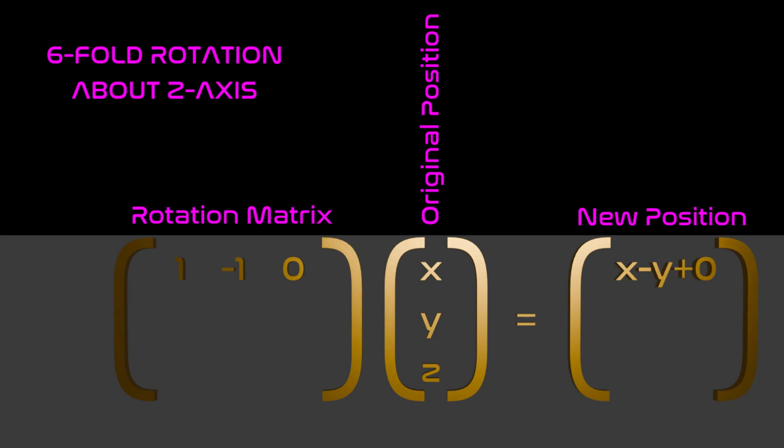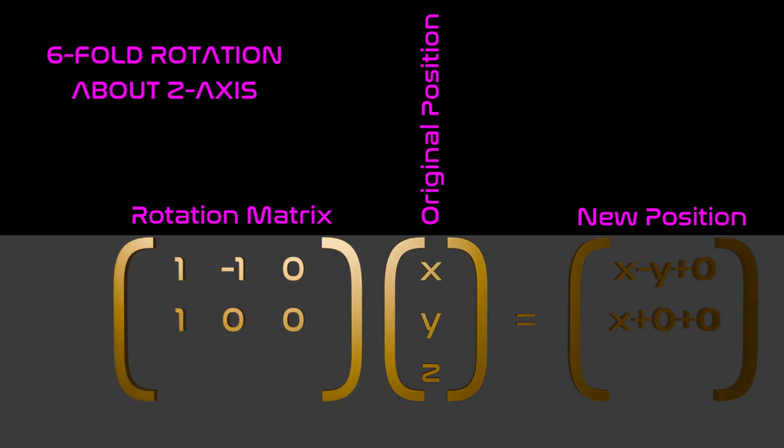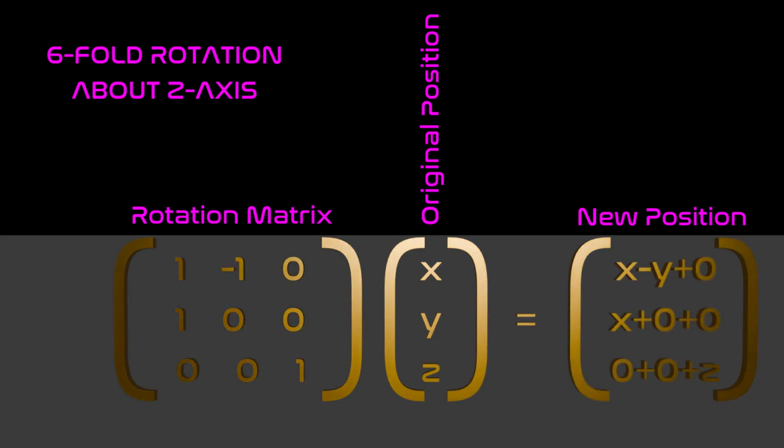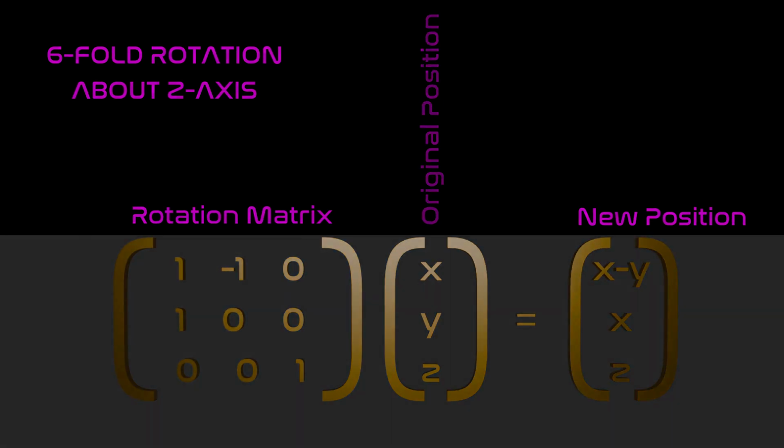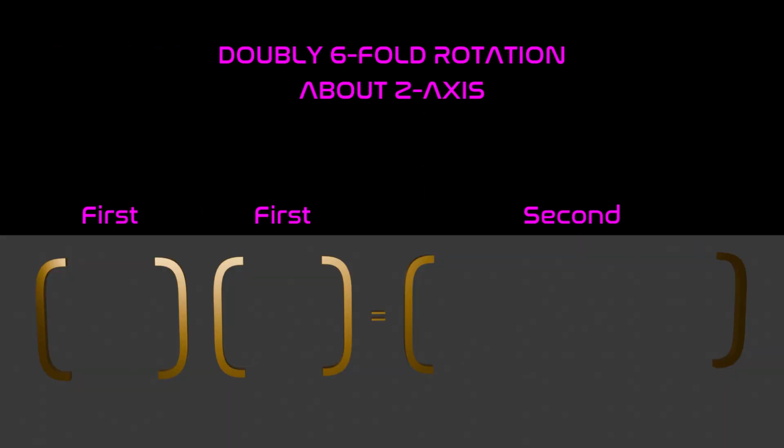Here's the 6-fold rotation matrix, same form as before, but with theta equals 60 degrees. Multiple 6-fold operations can be combined. Rotation by 120 degrees, 180 degrees, and so on. This explains how higher-order symmetry emerges from simple repetition.